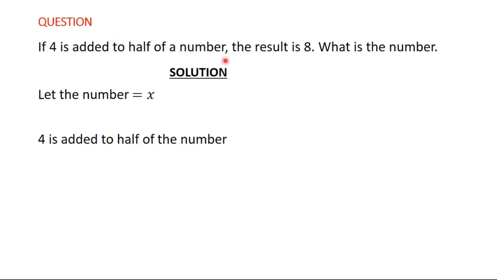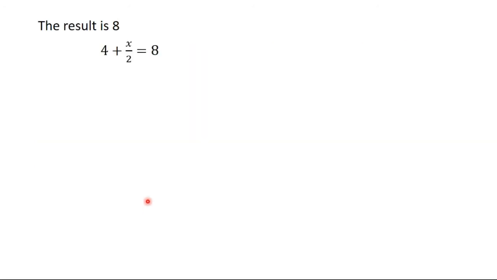You break the information down. 4 is added to half of a number. We have now let the number be S. So 4 plus half of S. This will give us 4 plus 1 over 2 times S. And we know this will give us 4 plus S over 2. Now it says that the result is 8, which means that after you've done this, the result is 8. This whole thing here is equal to 8. So 4 plus S over 2 is equal to 8. As soon as we form this linear equation, we can now solve the linear equation.